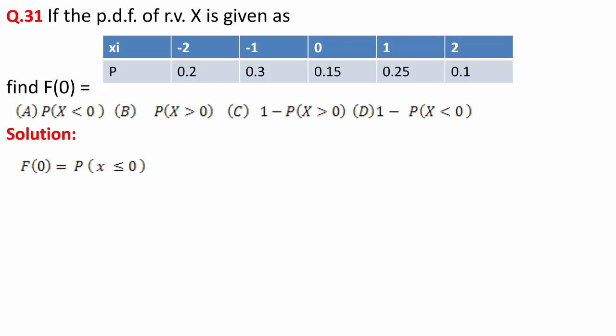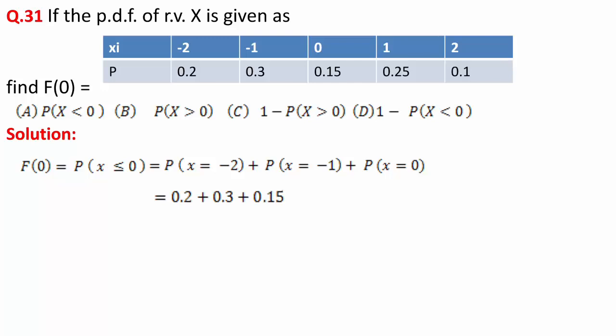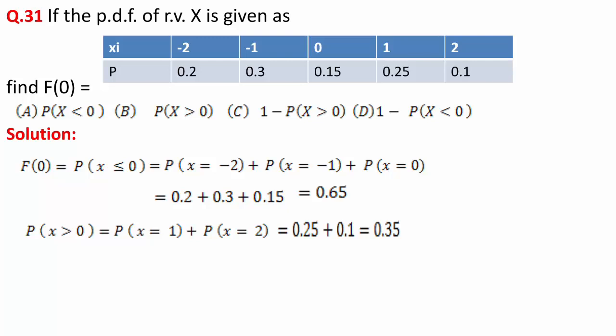Solution. F of 0 equal to probability of x less than or equal to 0 is equal to probability of x equal to minus 2 plus probability of x equal to minus 1 plus probability of x equal to 0. That is nothing but 0.2 plus 0.3 plus 0.15, which is nothing but 0.65. And probability of x greater than 0 is probability of x equal to 1 plus probability of x equal to 2, which is 0.25 plus 0.1, that is 0.35. Therefore, f of 0 is nothing but 1 minus probability of x greater than 0, and hence correct option is C.